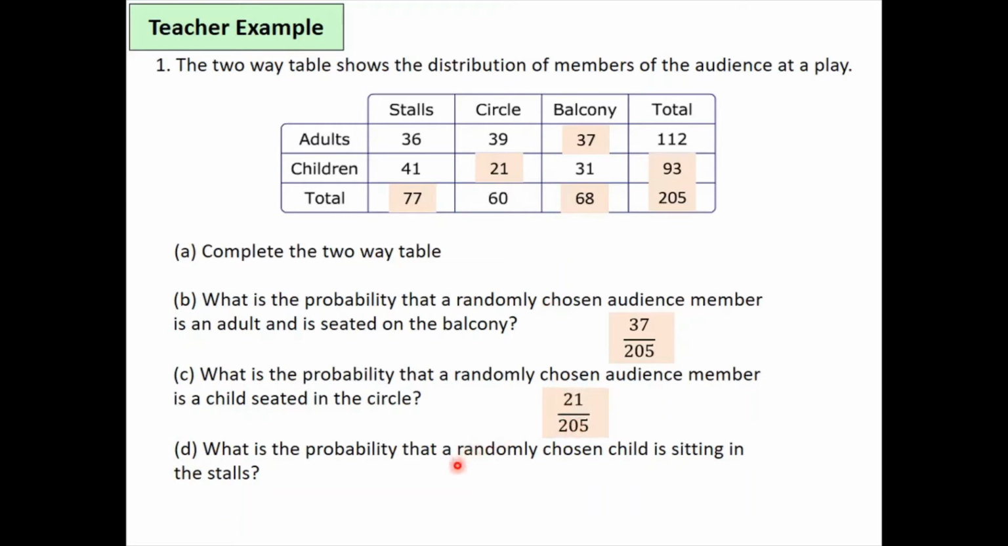This last one, part D, is slightly different. What's the probability that a randomly chosen child is sitting in the stalls? So we're looking at the children as our denominator. How many children altogether are there? 93. And how many of those are sitting in the stalls? The answer is 41. So 41 out of 93 is the answer for this one.